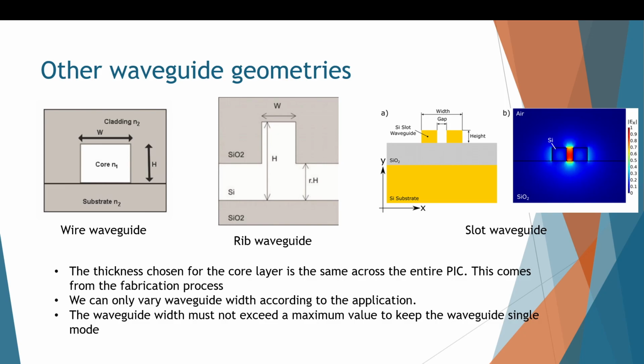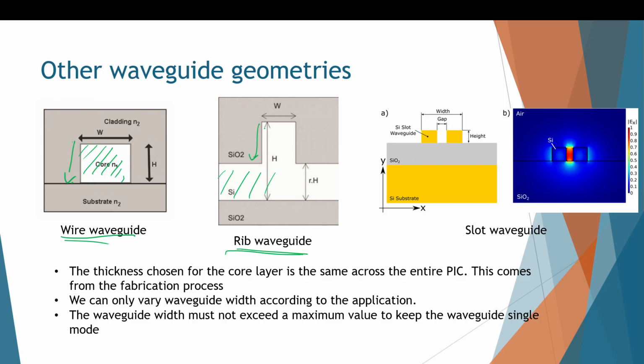So typically, more commonly, we use wire waveguide or rib waveguide geometries. In wire waveguide, we will etch the core material completely till the substrate is reached. So the only region where light can be guided is this portion. Naturally, it provides higher confinement compared to rib waveguides. In rib waveguides, we will etch it shallowly. So the higher index material will be here also.